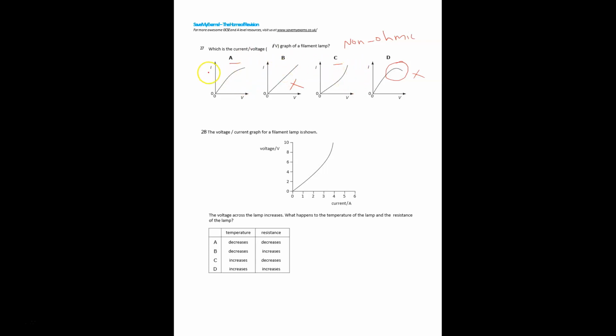So check where the current axis is. Here is the current axis. Here current increases. In a filament lamp, as the voltage increases, the temperature will increase. So resistance increases, and current decreases. Voltage increases, current decreases. So as voltage increases here, the value of current decreases. So option A is correct.